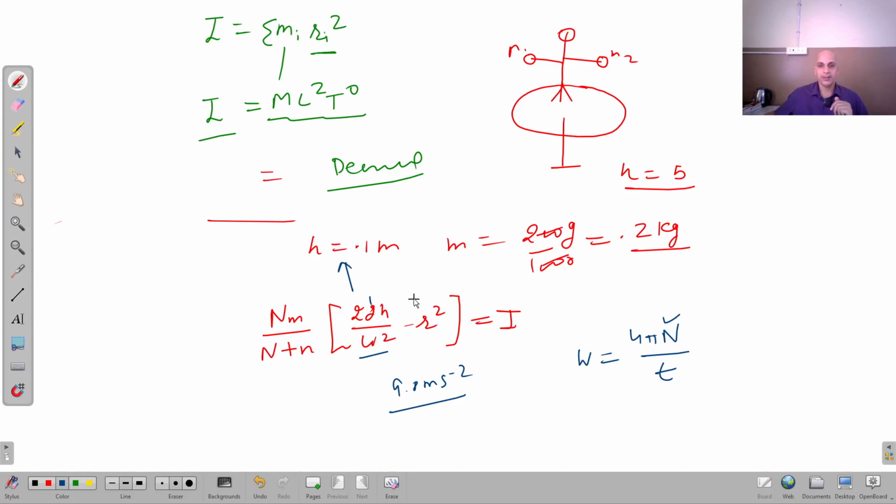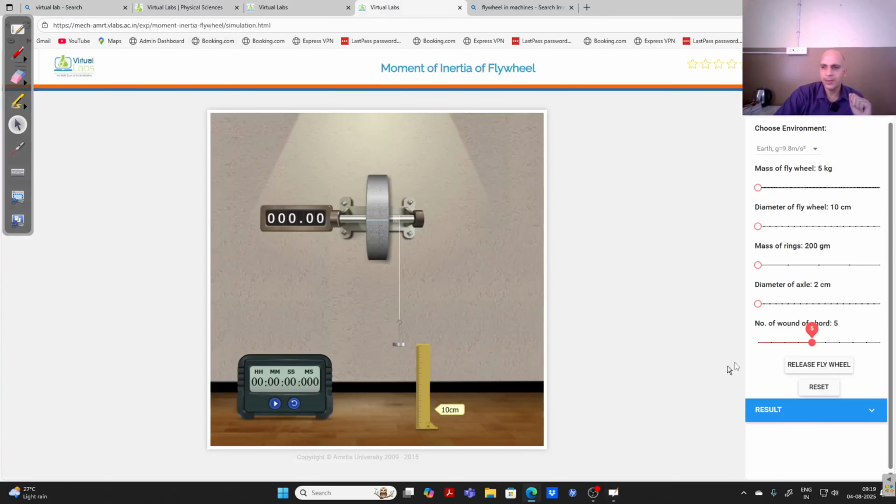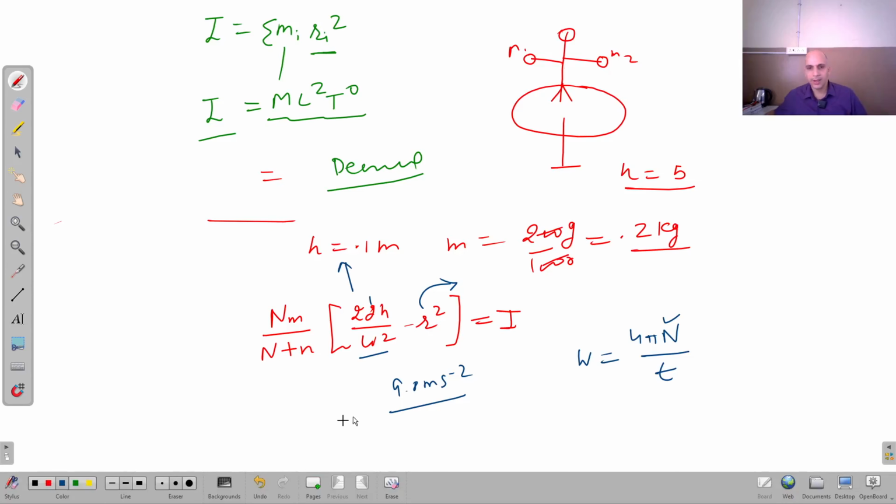Small r is the radius of the axle, right? You can see here small r. Yes, radius of the axle. So in this experiment, the diameter of the axle is 2 centimeter. So radius is 1 centimeter. So in meters, small r is equal to 1 upon 100 meter, that is 0.01 meter, right? So now I have all the terms except w and capital N, right?